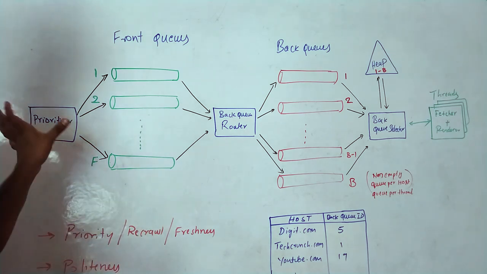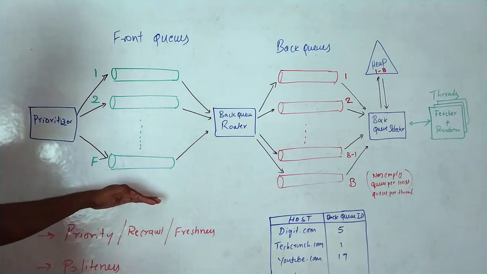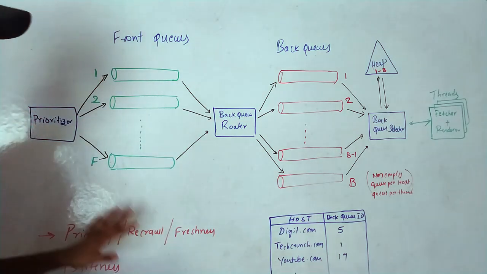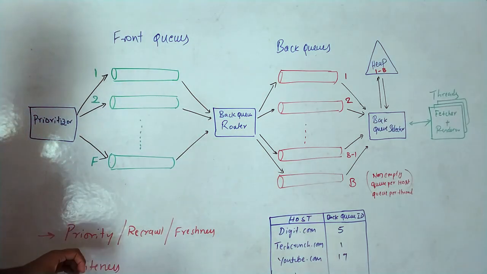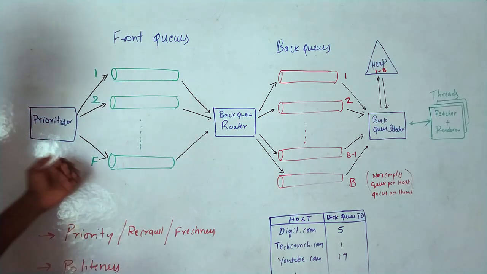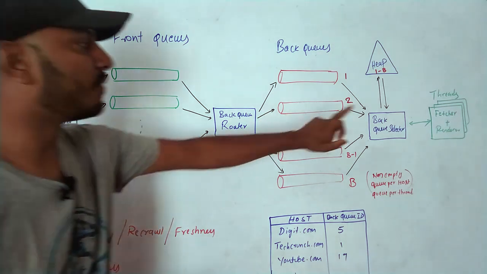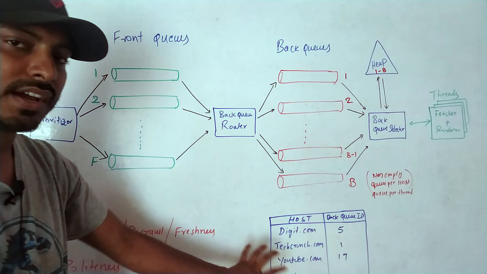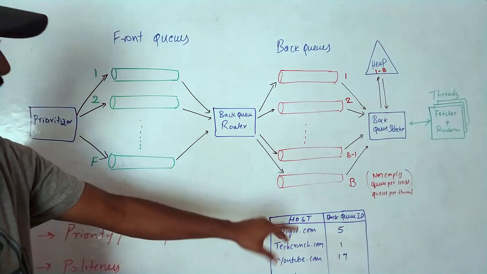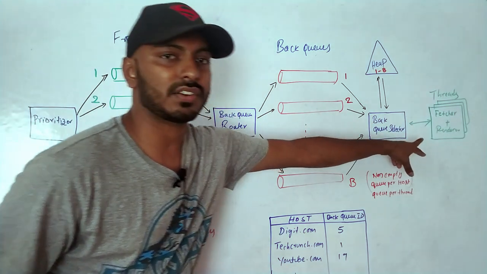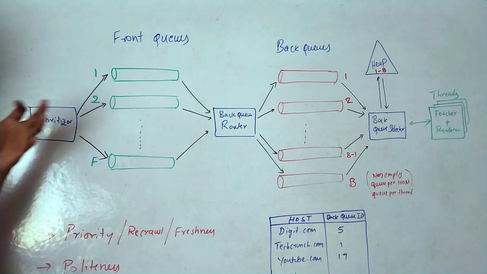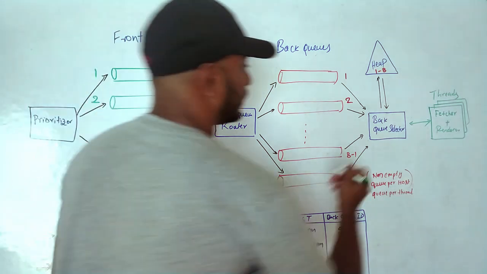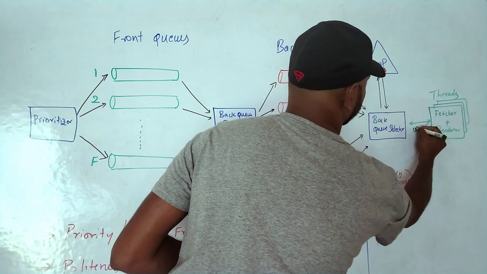There are two submodules to it. The first one is front queues and the second is back queues, and all of this is what the URL frontier is. We have the prioritizer here, then the back queue router, we have heaps, a back queue selector, and a table to map all of them, and then we have the threads. These are the fetchers and renderers, the threads which basically ask for the URL. If you remember from the system diagram, the back queue selector will give the URL to fetch.